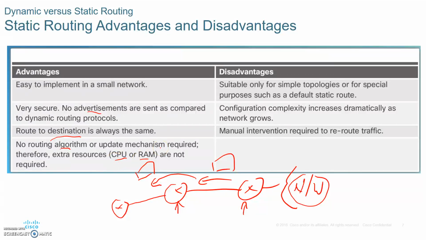But dynamic routing protocol will eat up some of your CPU and some of the RAM, so they can make routing decisions. So you need extra resources. So it tends to slow down your router.